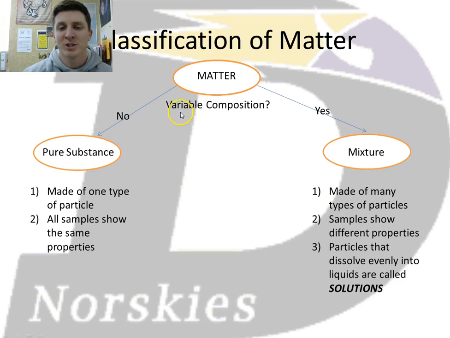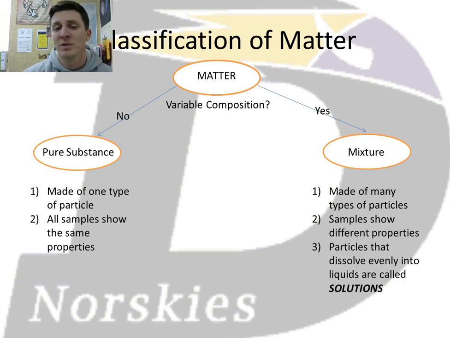If we go back to our original question on matter, let's say we have this piece of paper here. Does the paper have a variable composition? And if we say no, it doesn't, it means that it's a pure substance. And the pure substance is basically a piece of matter that is made up of one type of particle, and all samples show the same properties, whether it's chemical or physical properties.